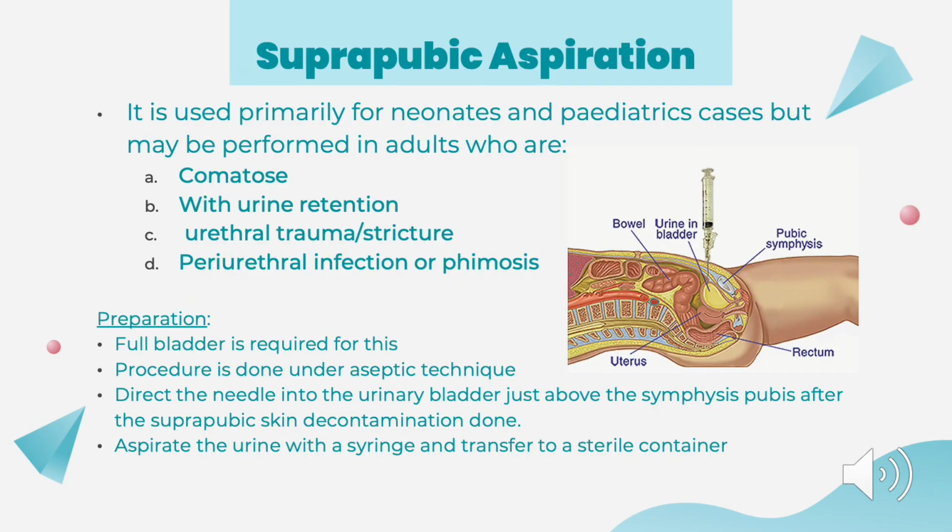The last method is the suprapubic aspiration. It is an invasive procedure performed primarily for pediatric cases. However, it also can be performed for adults with certain condition like comatose, urethral stricture or trauma, and periurethral infection or phimosis. The procedure is done under aseptic technique, with the needle puncture directly on the urinary bladder just above the pubic symphysis. Then urine is aspirated with a sterile needle and sent to the laboratory.